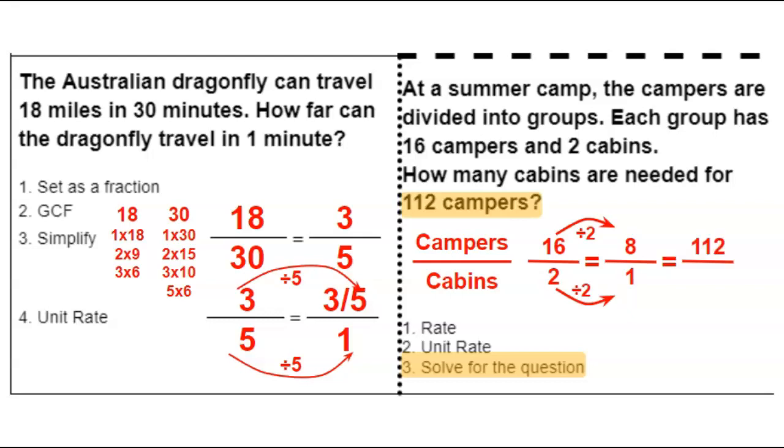Well, if we have 8 campers and we want to turn it into 112, then we're going to have to multiply by 14. And when we multiply by 14, that gives us 112 campers. And what we do to the top, we do to the bottom. 1 times 14 is 14. So that means we would need 14 cabins for 112 campers.